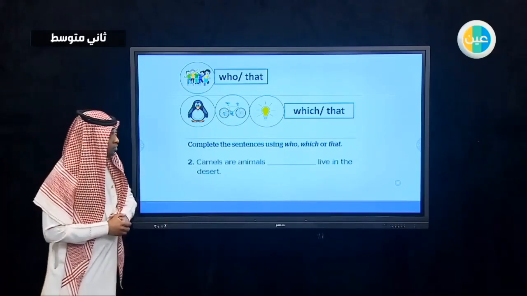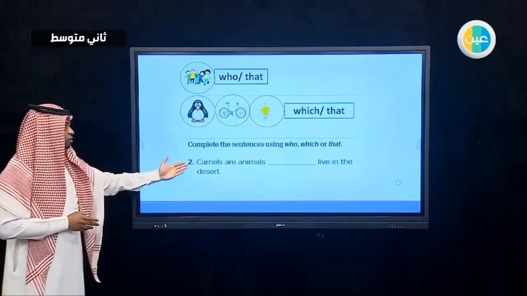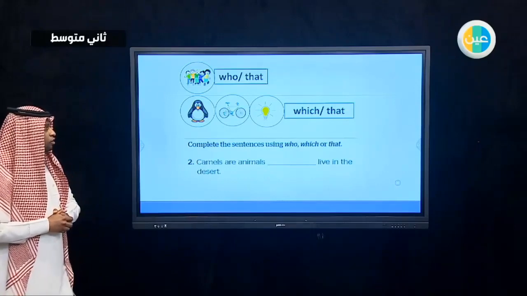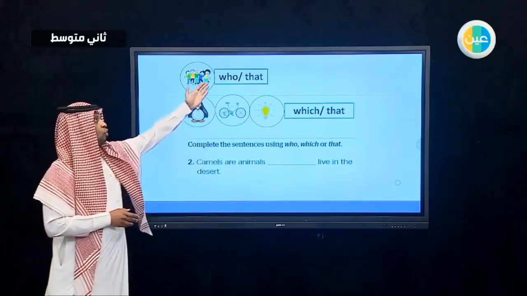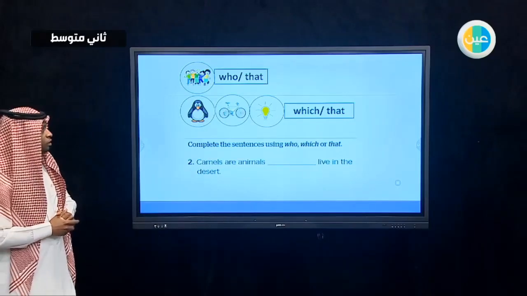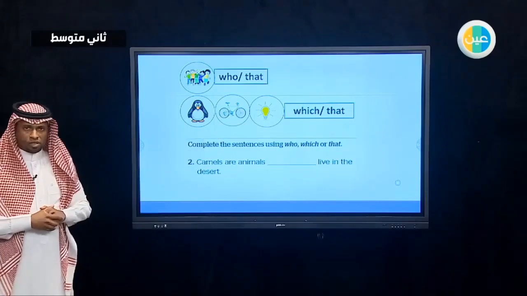Camels are animals that live in the desert. Camels are animals. What do you think? Can we say who? Good. We can say that. We can say which. How about that? Can we say that?